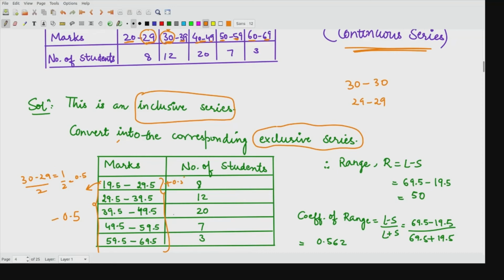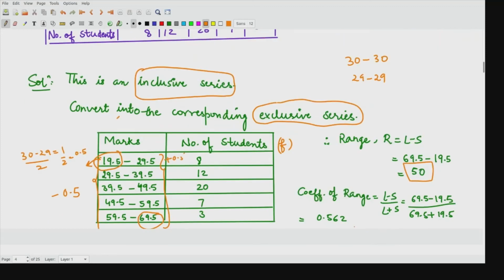So this is the class interval that we got, and the number of students representing the frequency would come as such. So now the range would be the largest value, that would be 69.5, and the smallest value would be 19.5. So the subtraction of these two would be the range. So our range is 50. And the coefficient of range, that would be L minus S divided by L plus S. So that is 0.562.